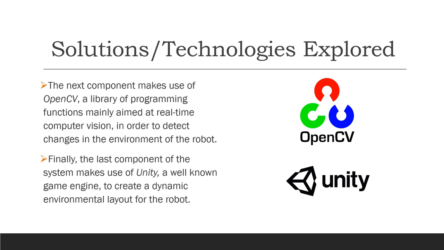Going off of this, we also made use of OpenCV, which is a library of programming functions mainly aimed at real-time computer vision to help detect changes in the environment of the robot. So using the data that the robot was taking in and the video, we were able to use various parts of the OpenCV library to detect changes in its environment. And finally, from that, the last component of the system makes use of Unity, which is a well-known game engine, which we were able to then use to create a dynamic environment layout to basically visualize the environment that the robot was in.